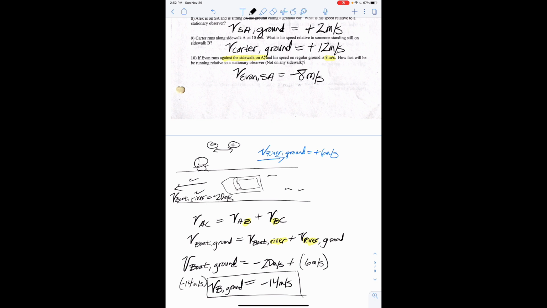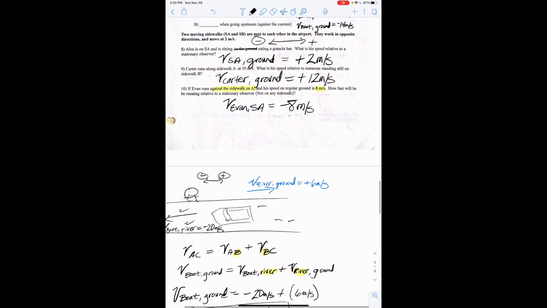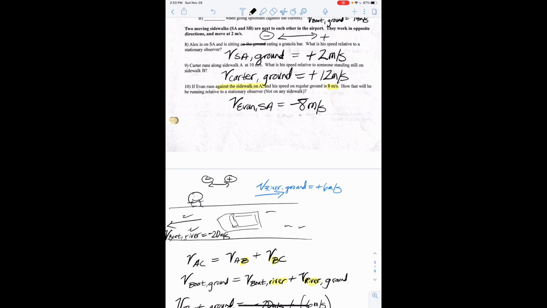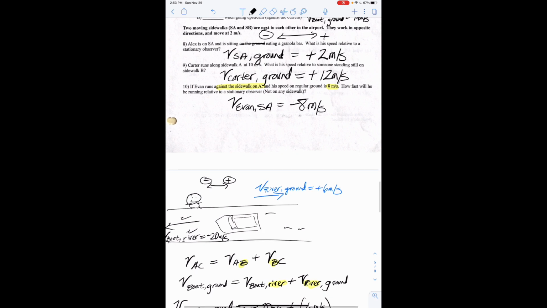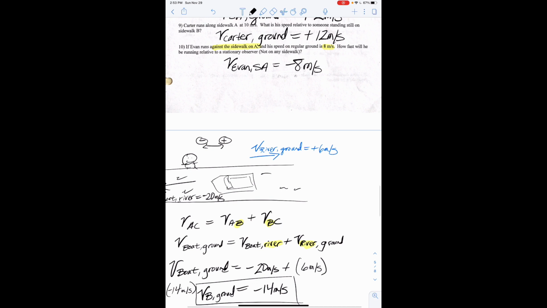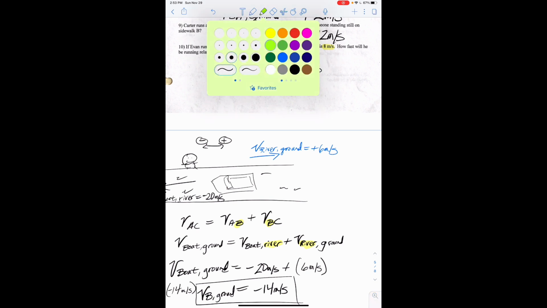Okay. So, all right. This isn't as bad as I thought. I thought this was a tougher problem than it was. But, oh, I see. So I messed up on the last one. I didn't finish the last one is what happened. All right, so we never finished the last one, because the last problem says, what is Carter's speed relative to someone standing on sidewalk B? Okay, so let's go back and get that first.